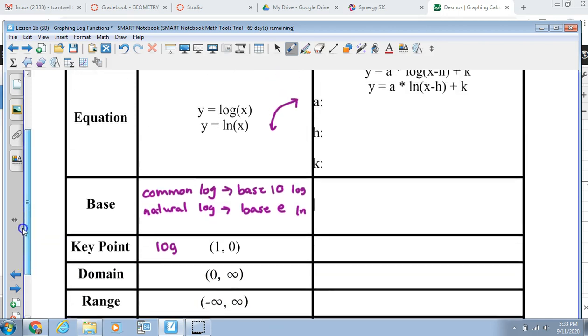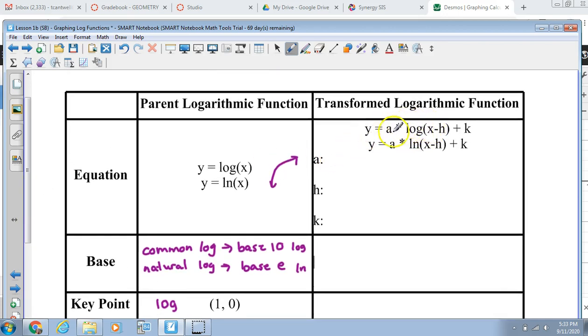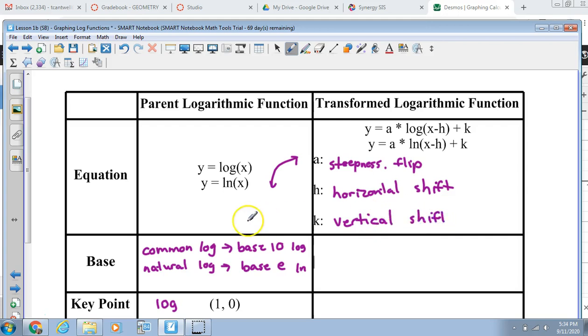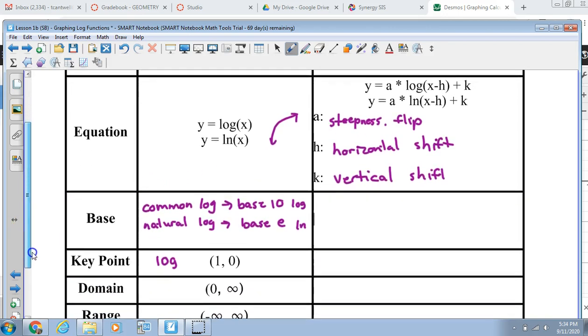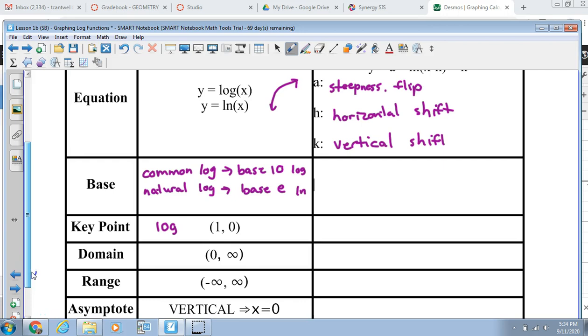So when we start transforming, we still have the same values that we were looking at before with exponentials, a, h, and k, that have an impact. A has to do with the steepness, and also if there is a flip, if we have a reflection. H is our horizontal shift. K is our vertical shift. All of these transformations are based off of our parent function with a key point of (1, 0) and an asymptote at x equals 0.